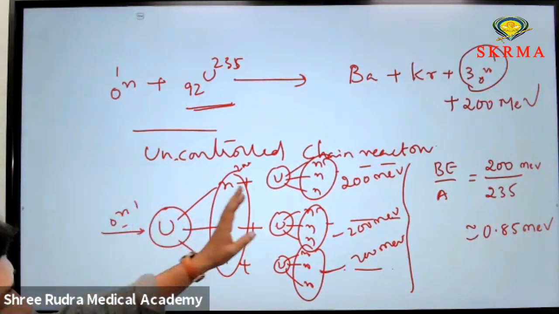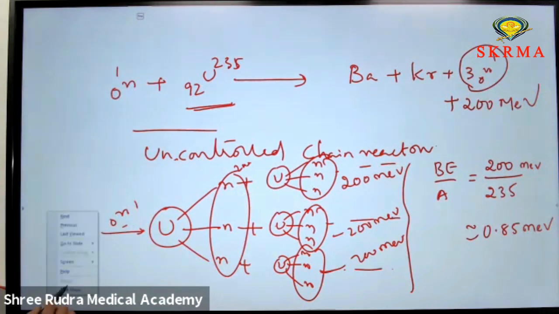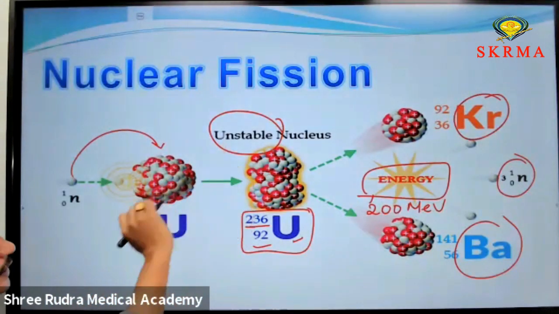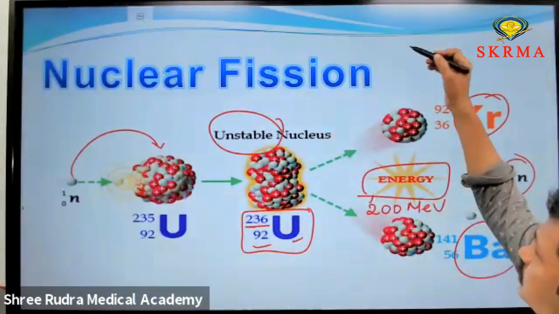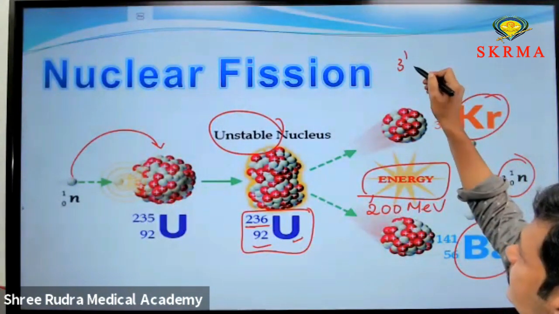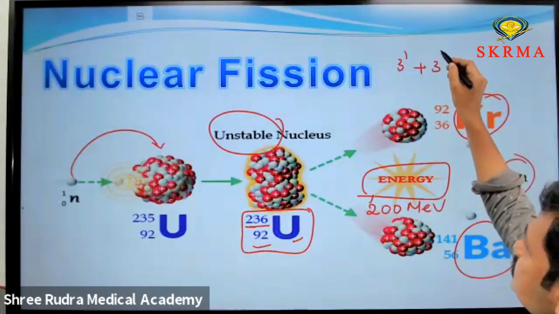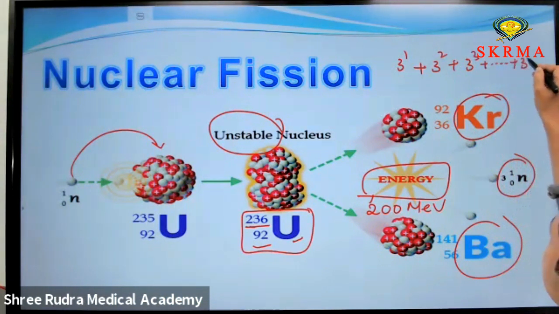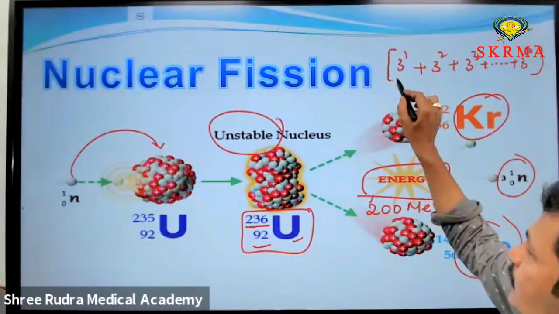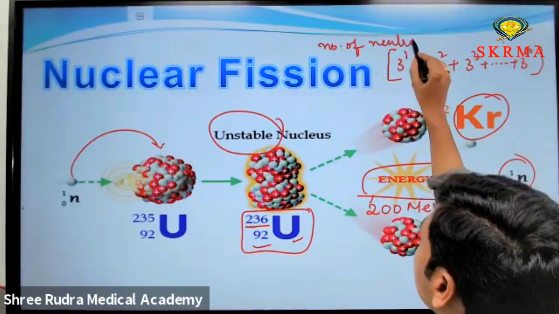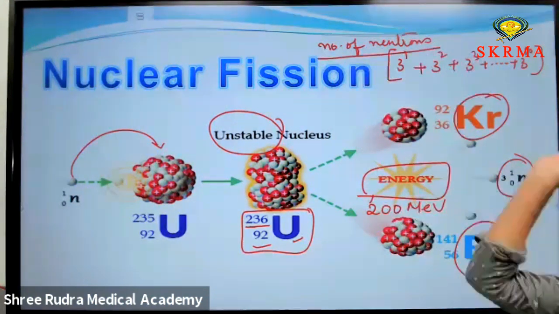If you take 10 different processes, you can express the number of neutrons liberated like this. In the first case 3 neutrons are released, so 3 power 1, in the next case 3 square, in the next case 3 cube, and so on. In n stages it is 3 power n, so in 10 stages, the number of neutrons is 3 power 10.